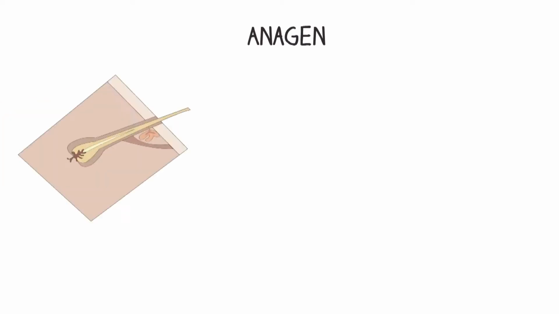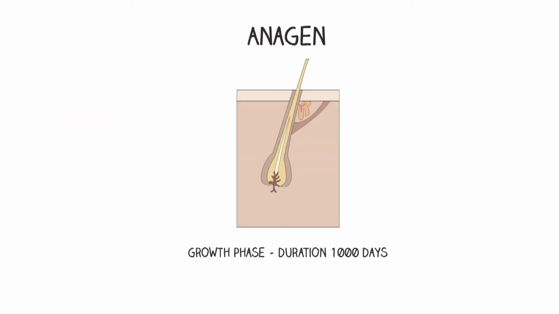People need to know the basic theory of the hair cycles, anagen, catagen and telogen, to understand the theory behind male pattern baldness.